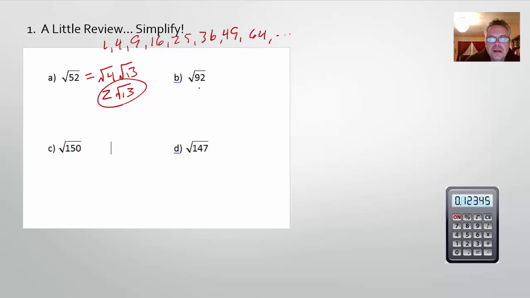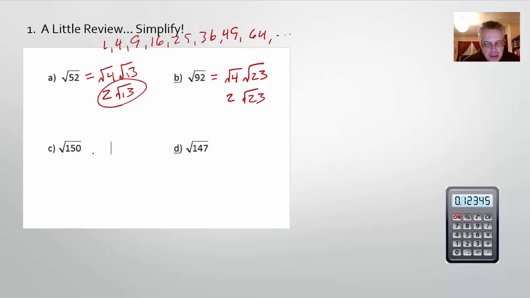Square root of 92, that's a little bit harder. 4 goes into it. 4 times 23 is equal to 92. If you try 9, 16, 25, those don't work. So we'll stick with 4. It's 4 times the square root of 23. Had I been able to use a larger perfect square, I would have noticed that a perfect square went into 23, but it doesn't. So this is as good as we get. 2 times the square root of 23.